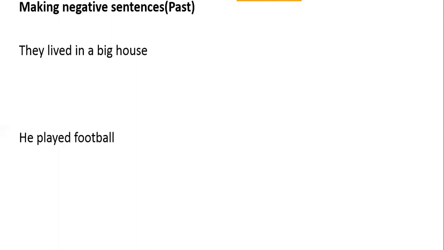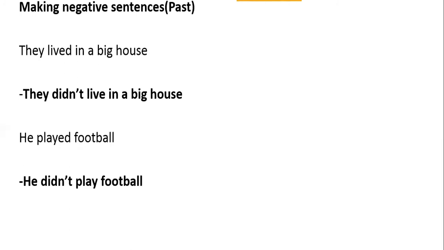Now let's move to the past. In past, we use did always. For example, they lived in a big house. When this sentence is changed to negative past, it becomes they didn't live in a big house. The second example, he played football. When we change this sentence into negative sentence, it becomes he didn't play football.